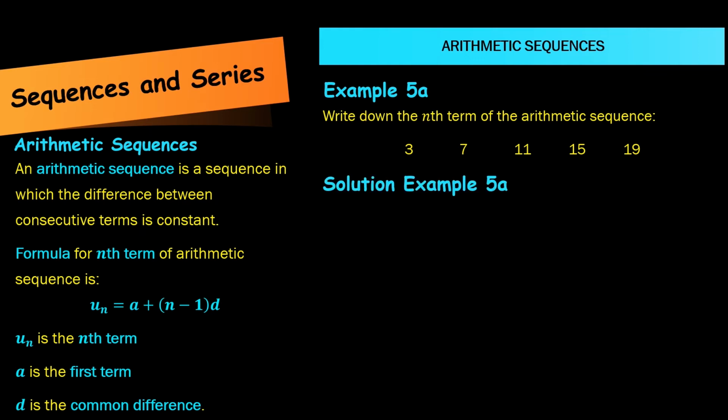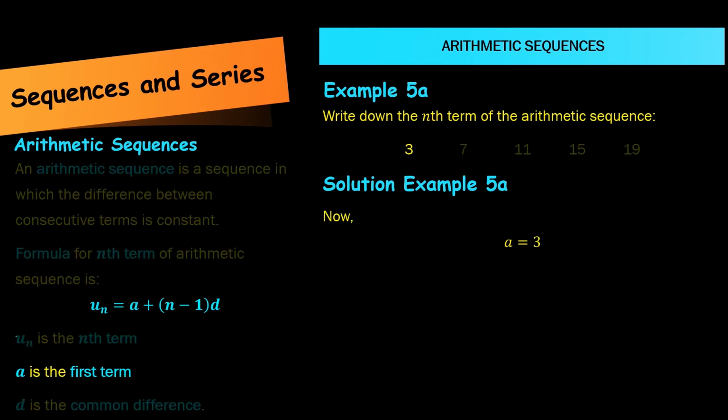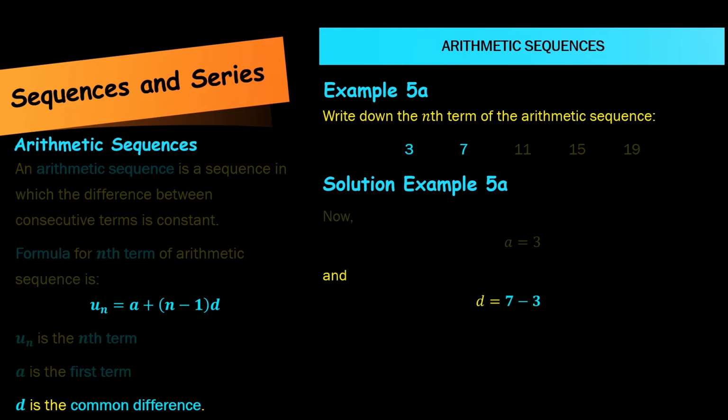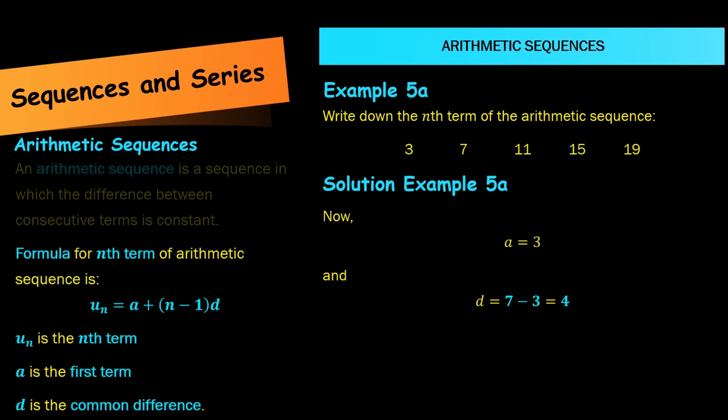So let's solve this. The first term is a equals 3. The difference, or the common difference, d, is equal to 7 minus 3, which is equal to 4.